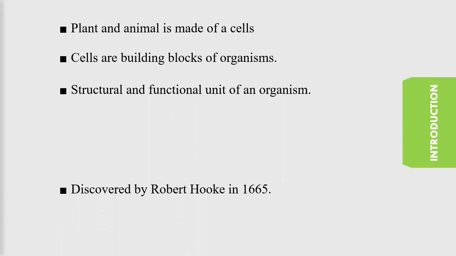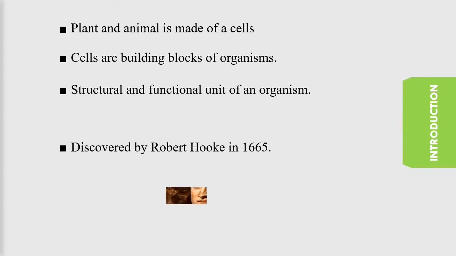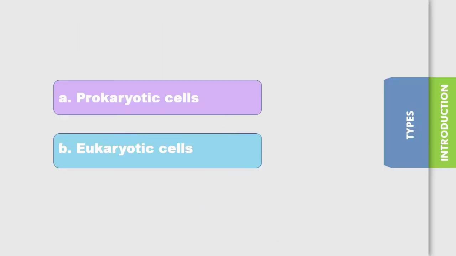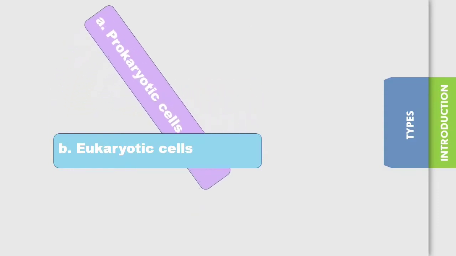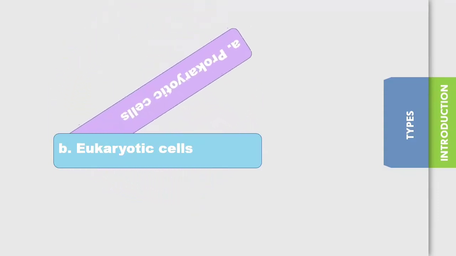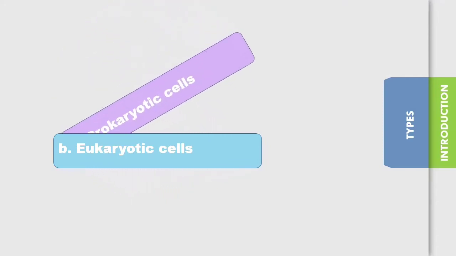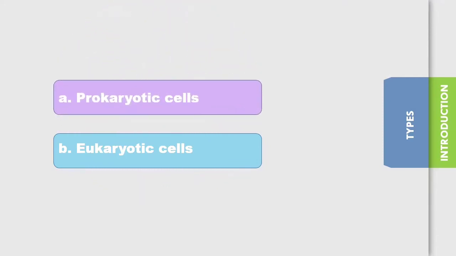The cell was first discovered by Robert Hooke in 1665 in the cork cells. Types of cells. There are two types of cells. Prokaryotic cells do not contain a definite nucleus. The chromatin bodies remain scattered inside the protoplasm. Such a type of nucleus without a nuclear membrane is called nucleoid. Example, bacteria, blue-green algae, etc.